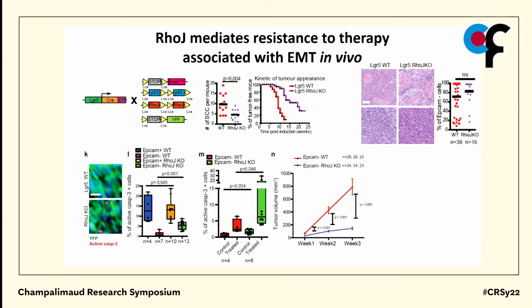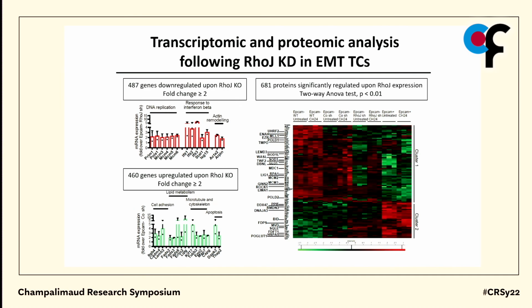And as you see here, that's after 24 hours, the proportion of caspase-3. Here's the tumor progression over the 3 weeks of tumor growth in vivo, and as you see here, there's a major difference when Rho-G is mutated in those tumors. So we wanted to understand the molecular mechanism for that.